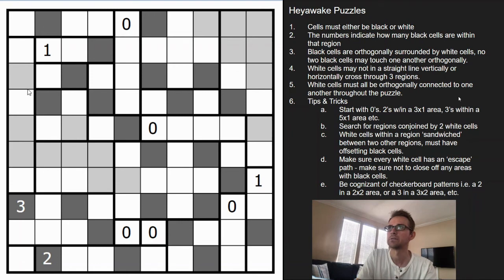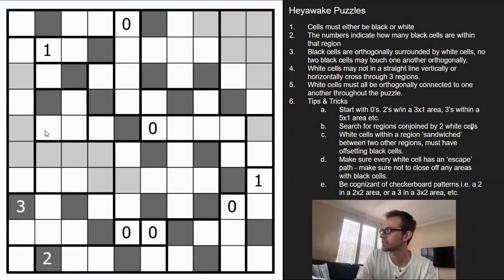And this white cell has to escape, because again you have those three black cells in that formation. You know, we can't ever have this diamond formation because it would isolate that cell. So these two have to be white.